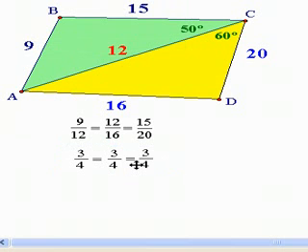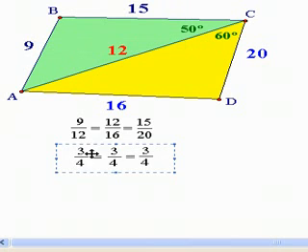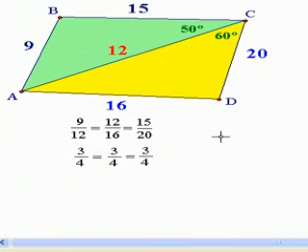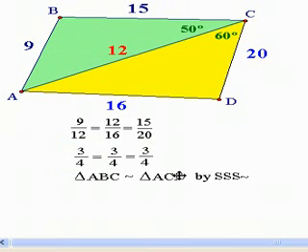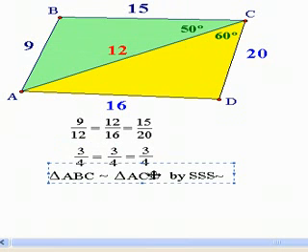Another way to do this is to actually do the division. 9 divided by 12 is 0.75, and they all have the same ratio. So therefore, these two triangles are similar by side-side-side similarity.